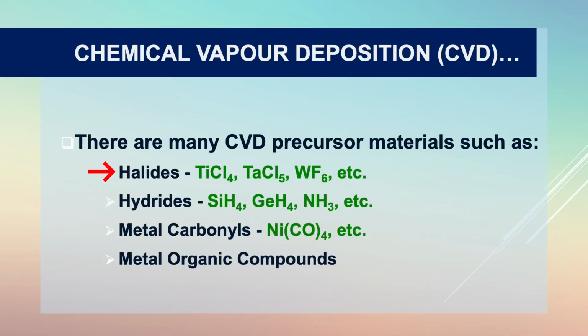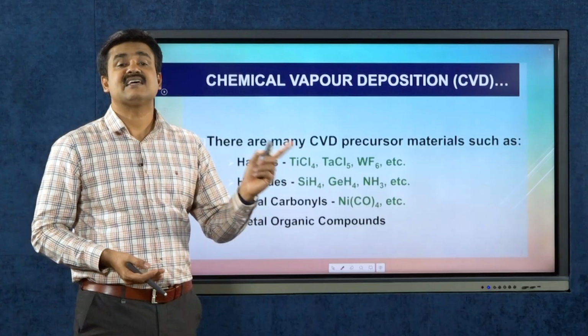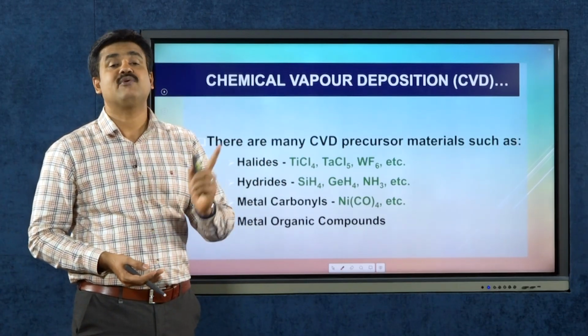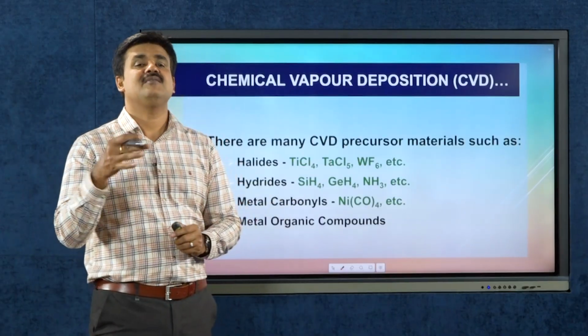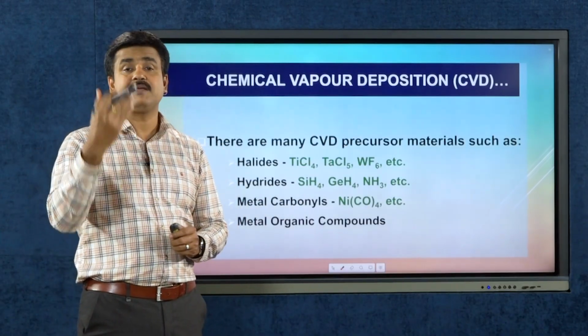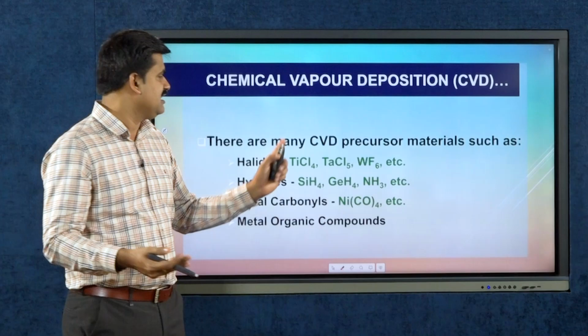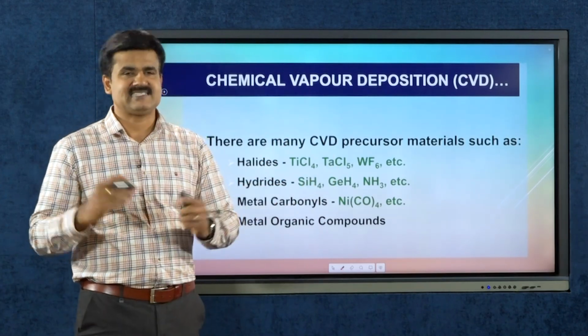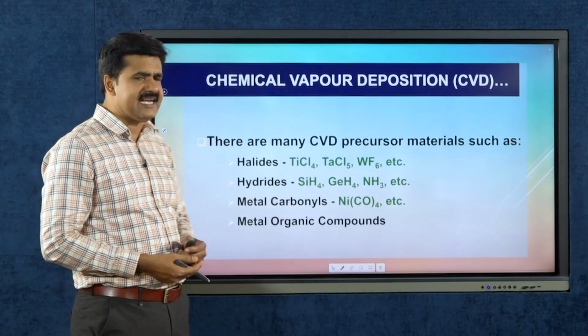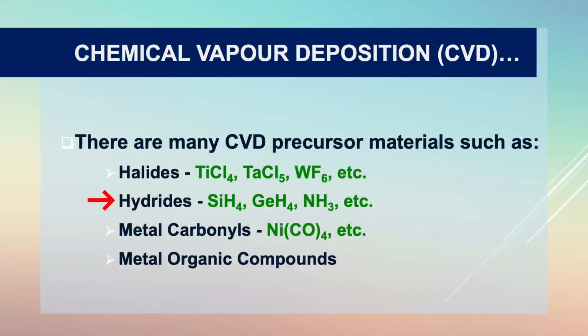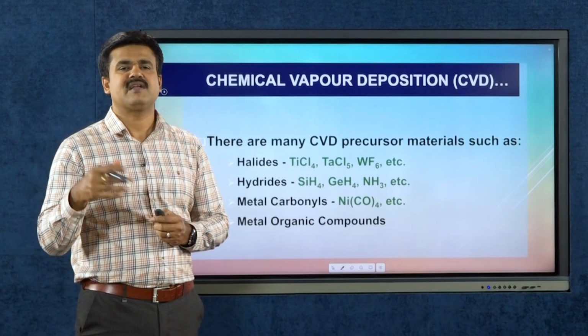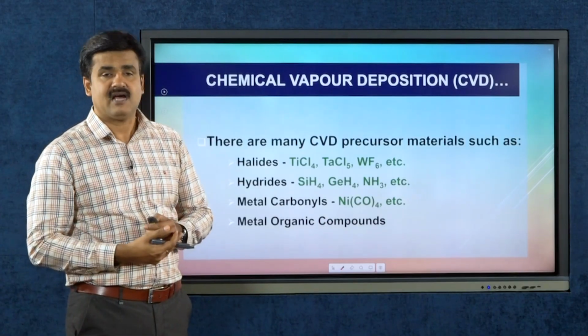Tantalum pentachloride and tungsten hexachloride are nice examples of adequately volatile halides which are also stable. These halides can be used for the chemical vapor deposition preparation of titanium, tantalum, tungsten, etc. Now, instead of halides, you can use hydrides also: silane (SiH4), germane (GeH4), and NH3, which is ammonia. These materials can also be used for chemical vapor deposition because they are volatile also.